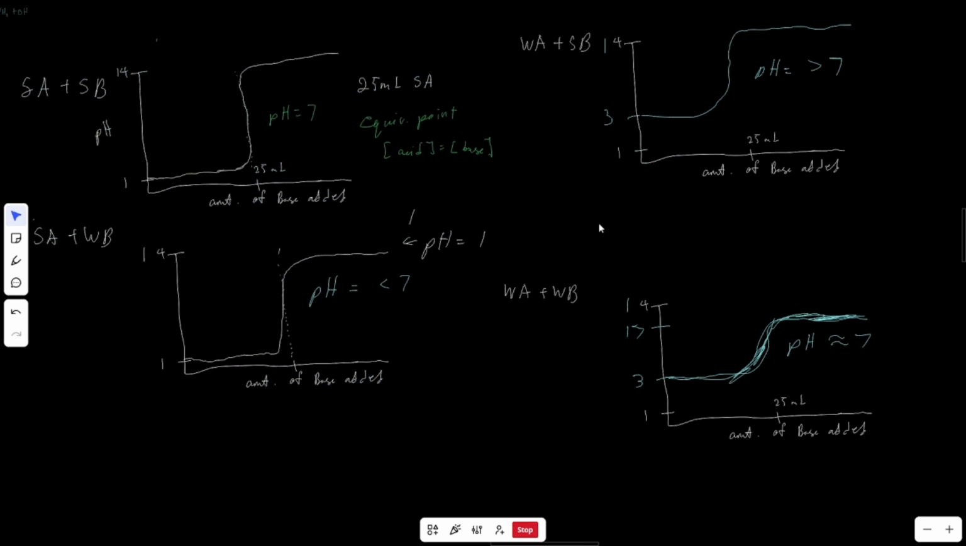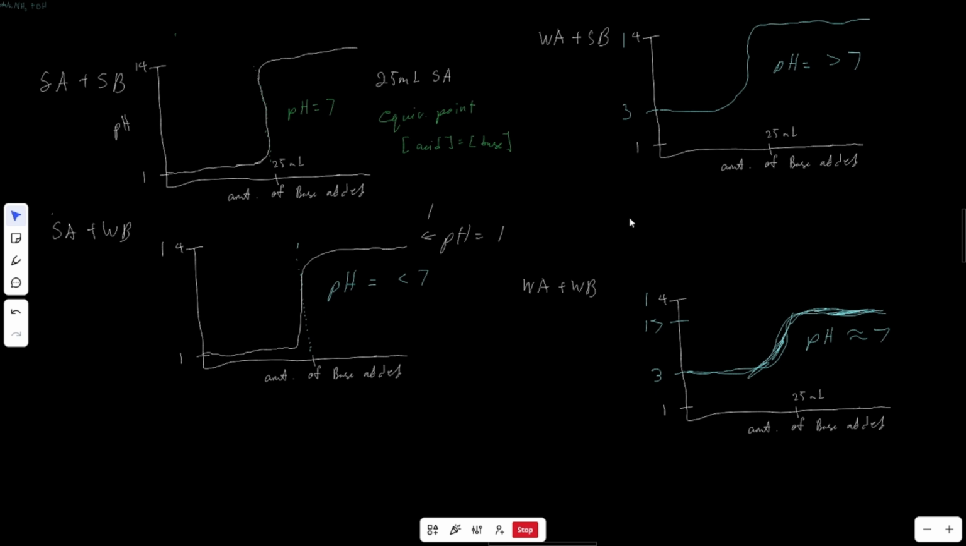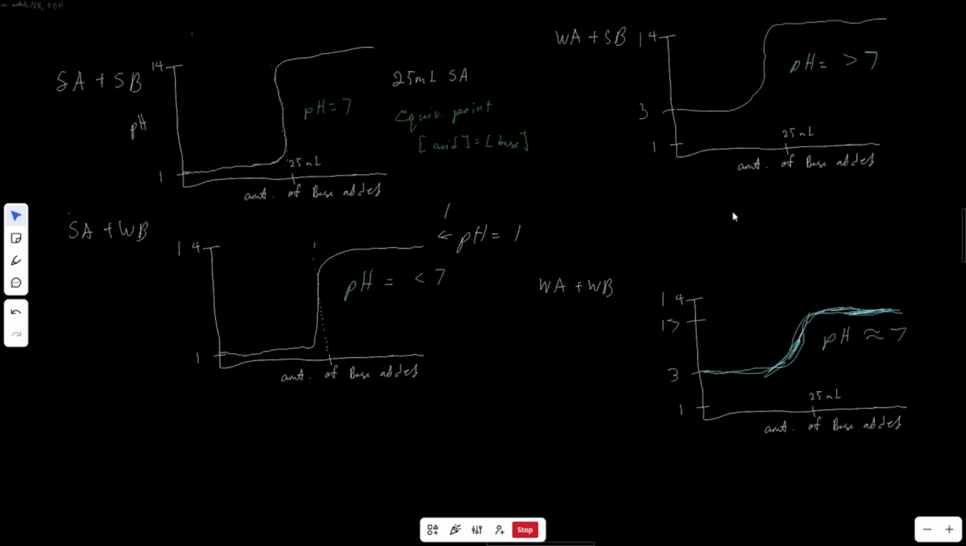So here are the curves side by side if you want to compare. This is the strong acid and strong base, strong acid and weak base, weak acid and strong base. Hopefully you can see the difference here. The curve is really what you want to look out for. It's not just about what number the curve will end on. It's also about how the curve is laid out, because the curve will tell you which one is strong and which one is weak as well.